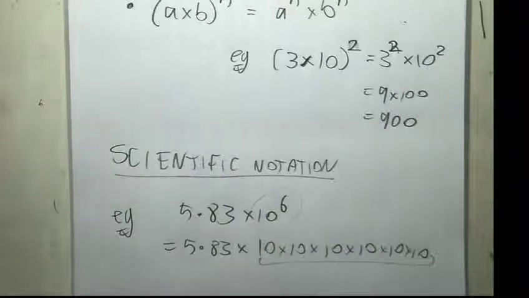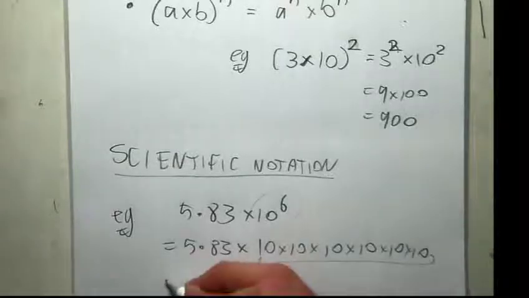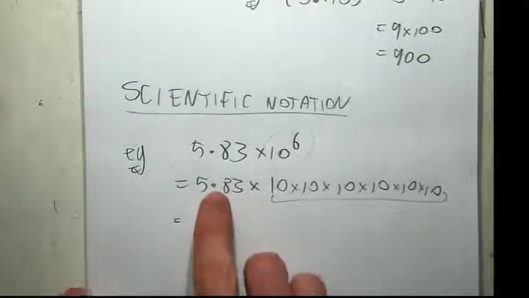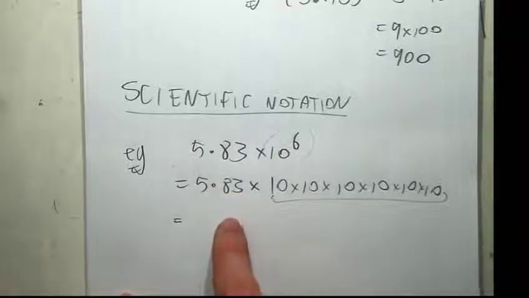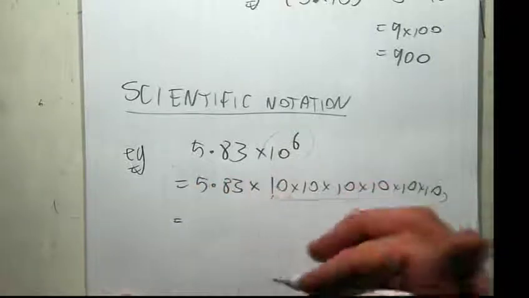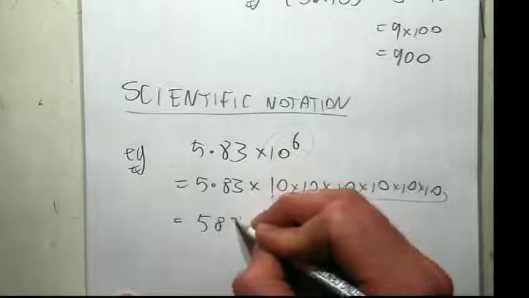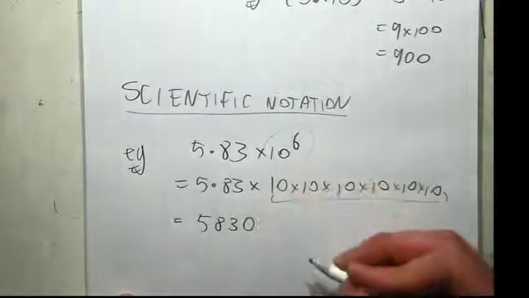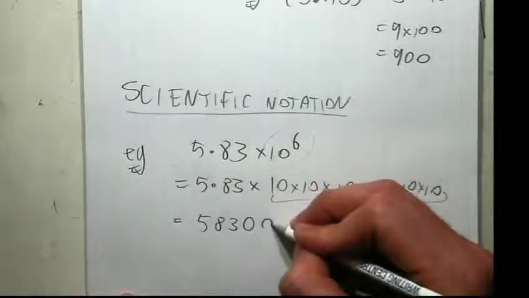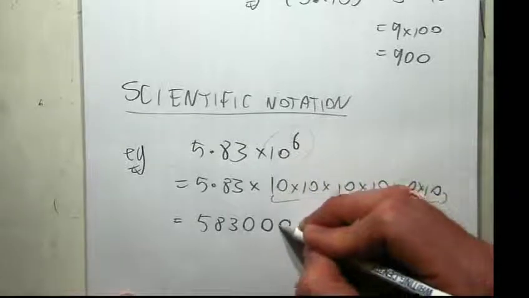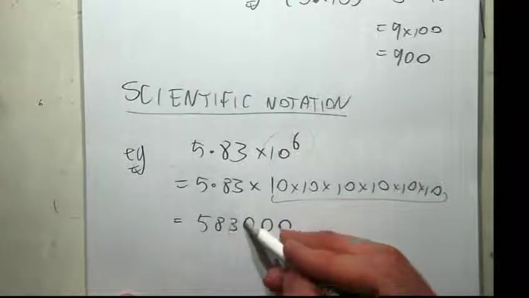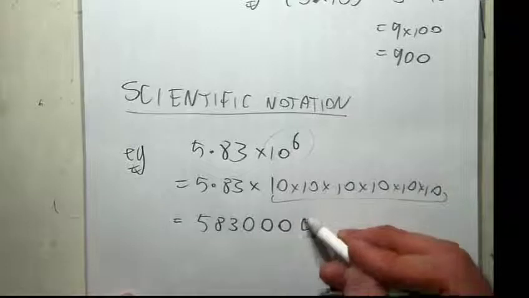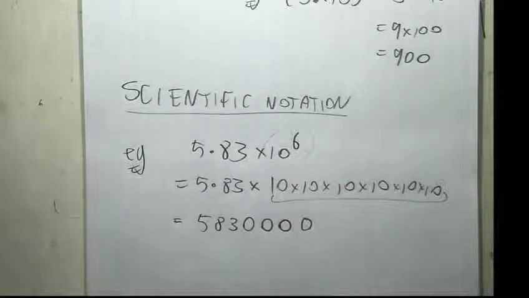So when I say 5.83 times 10 to the power of 6, what it really means is this: the number is really 5.83 times 10, which would be 58.3, times another 10 would be 583, times another 10 would be 5,830, times another 10 would be that number. 1, 2, 3, 4, 6. Okay, so it's really just shorthand for powers of 10.